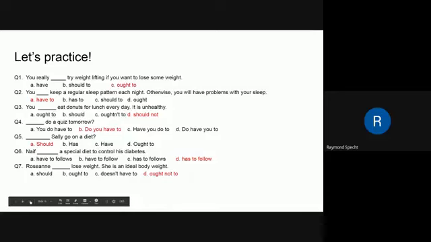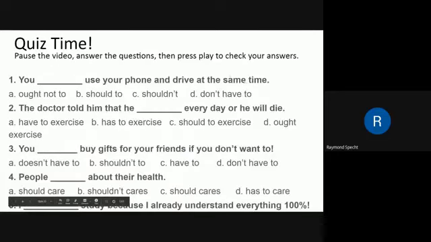Okay, next question. All right, quiz time. Take a moment, go through here, and then we will check the answers together. I'll give you about 4 minutes to go through.